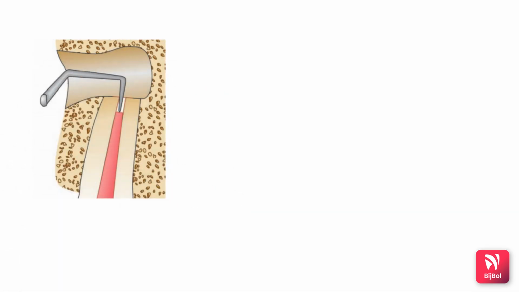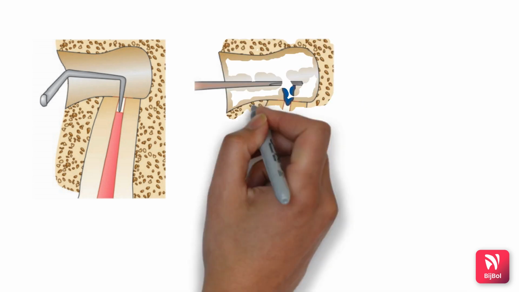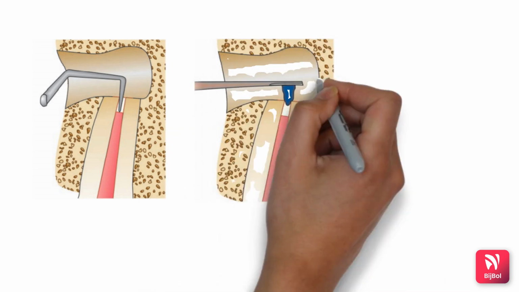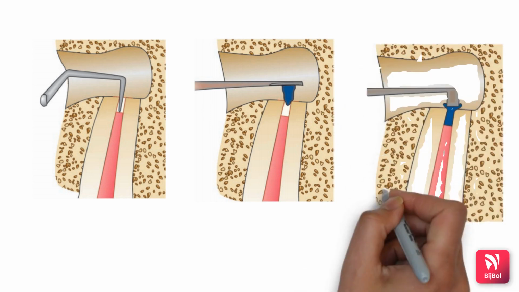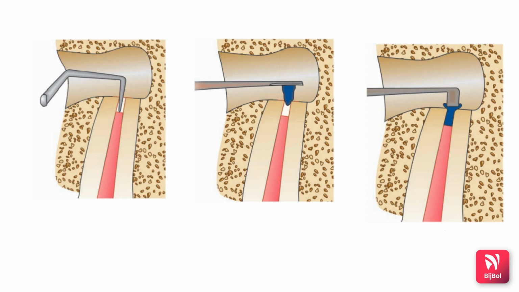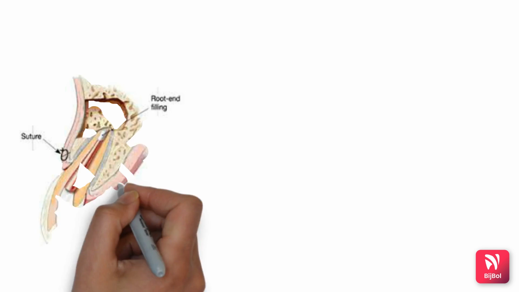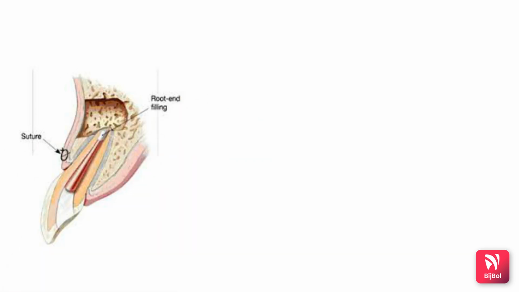So, the retrograde cavity preparation using the ultrasonic handpiece is done. Later on, the placement of the restorative material is done with the handpiece and also with the carrier, which helps in placing the restorative material, and with that we can remove the excess material from the cavity.